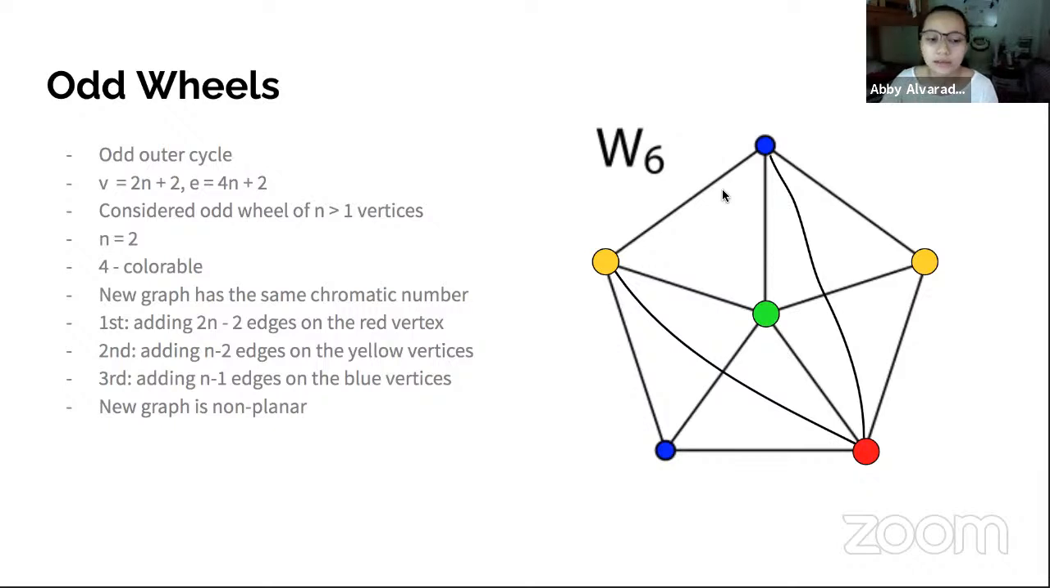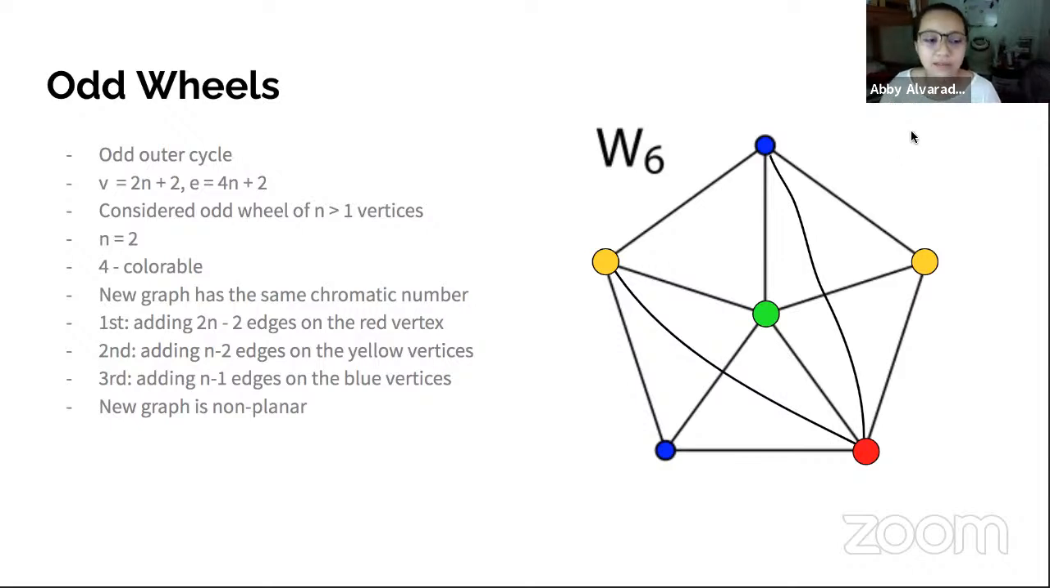Next is to add n minus 2 edges on the yellow. Now, since 2 minus 2 is equal to 0, that means you don't have to add any more edge. And to check, you can add n minus 2 to the previous equation, 6n, and it will still yield 12 edges. And lastly, we have to add n minus 1 edges on the blue vertices.